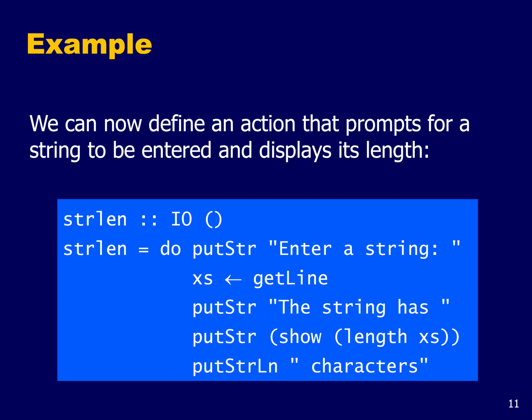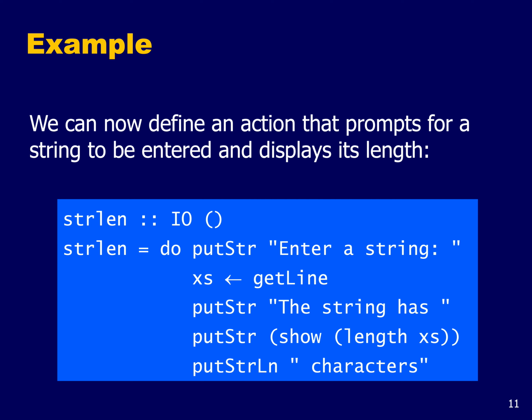So I'm defining an action called strlen for string length, and it's a purely side-effecting action, so it has type IO of empty. And it's defined by simply doing 5 actions in a row. So in the first line we say enter a string, that's emitting a prompt. On the second line we're reading a string of characters from the keyboard and calling that xs. And then in the third, fourth and fifth lines we're simply going to say the string has however many characters.